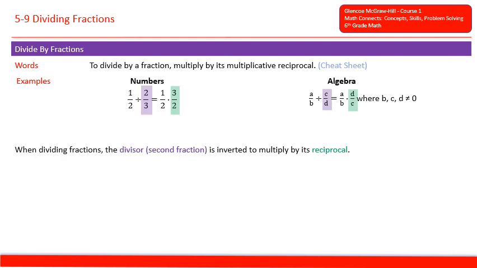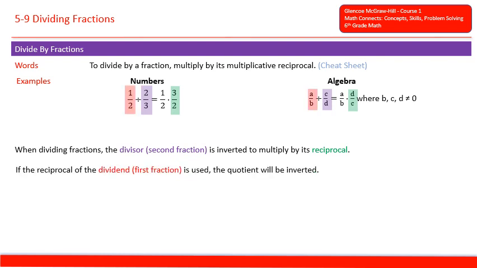When dividing fractions, the divisor, which is the second fraction, is inverted to multiply by its reciprocal. So 1/2 divided by 2/3. The first thing we do is change the division to multiplication, and then we take the reciprocal of the divisor, which is the second fraction. If the reciprocal of the dividend, the first fraction, is used, the quotient will be inverted, so you will not come up with the correct quotient.